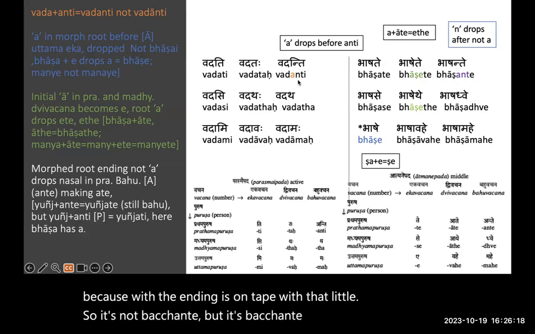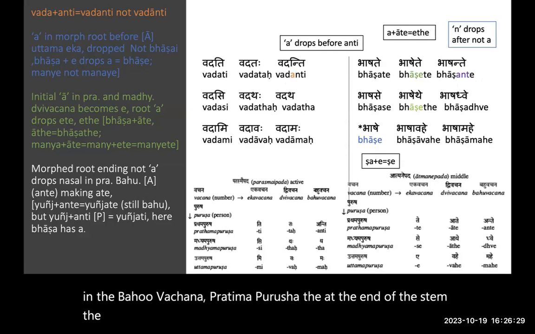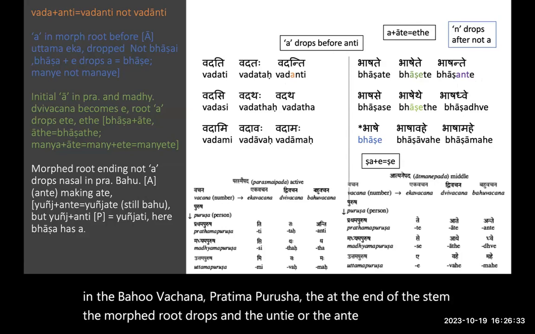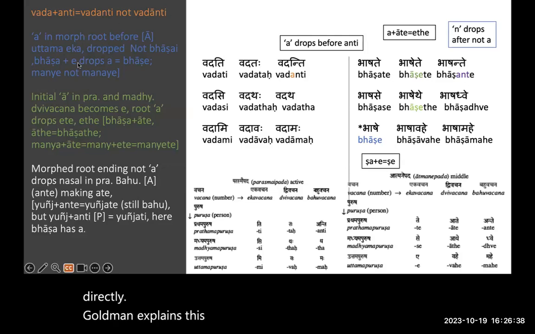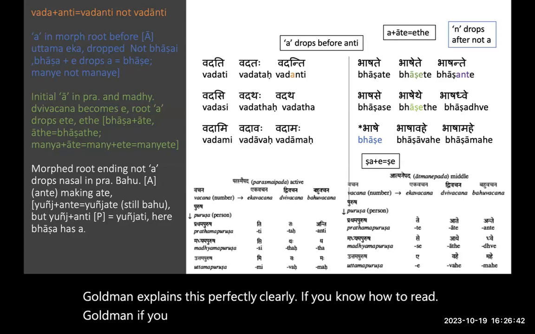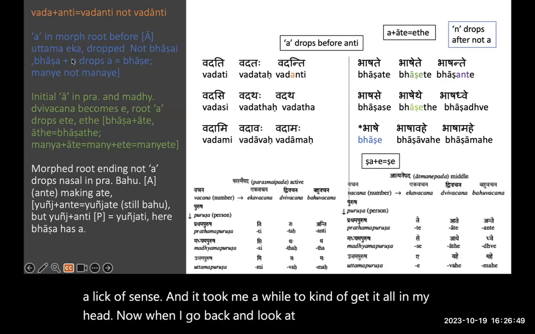So in both of these cases, in the bahuvachana pratama purusha, the vowel at the end of the stem, the morphed root, drops and the anti or the ante is attached directly. Goldman explains this perfectly clearly if you know how to read Goldman. If you don't know how to read Goldman, it doesn't make a lick of sense. And it took me a while to get it all in my head. Now when I go back and look at Goldman, I'm like, it's perfectly clear.